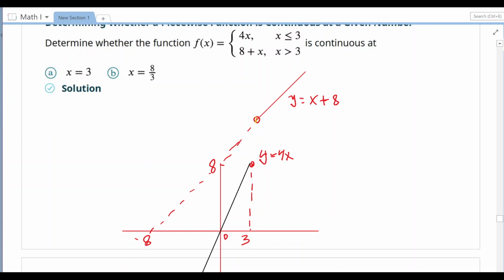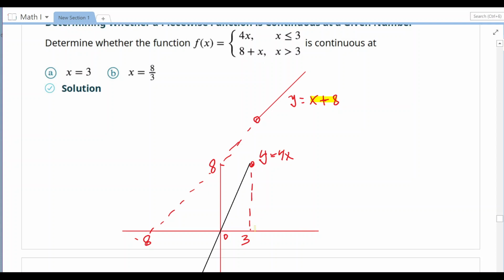So there is a hole at x equals 3 on the function y equals x plus 8, starting from x equals 3. As you can see here, there is also a jump discontinuity at x equals 3. If you do direct substitution, x equals 3, 4 times 3 equals 12, and then x equals 3 in here equals 11.